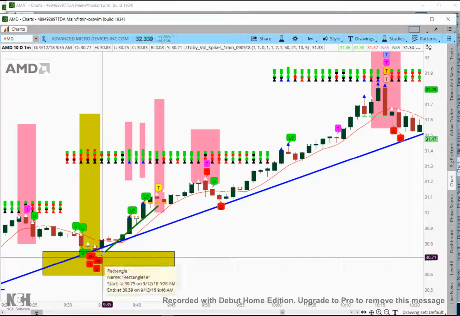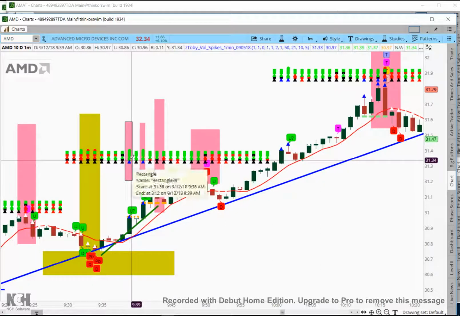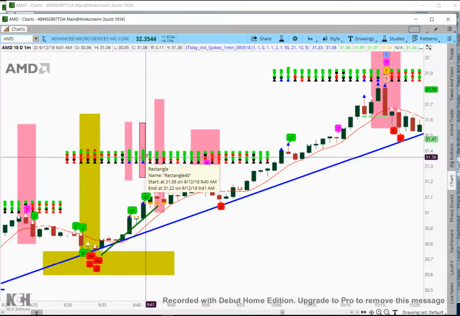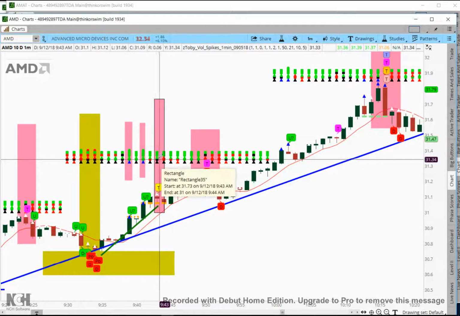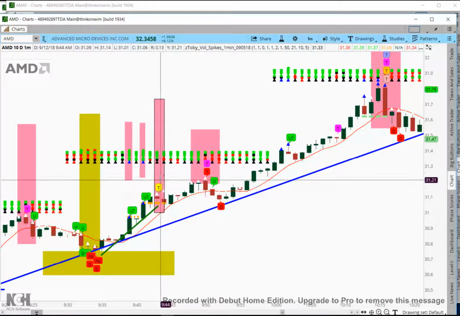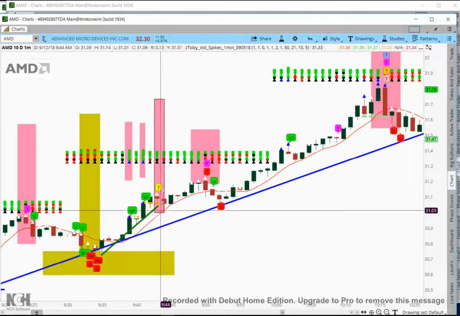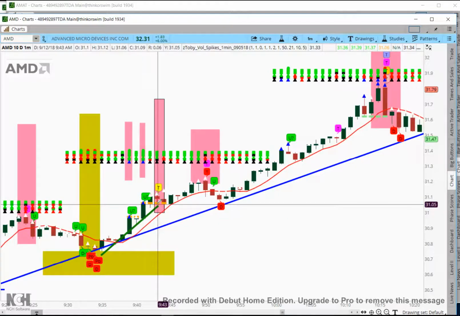At any rate, right there is where I entered, and it went back up here. I saw pink, green RSIs, green RSIs, green RSIs, and then I saw this yellow top. My program thinks this is a top or mini top, so I just took my profits here and got out here.